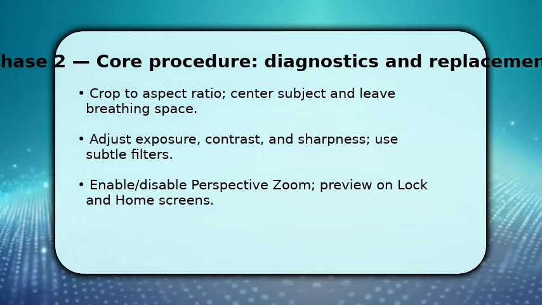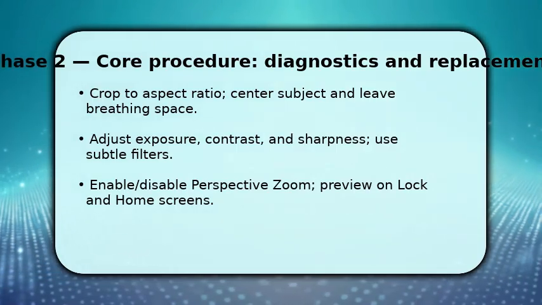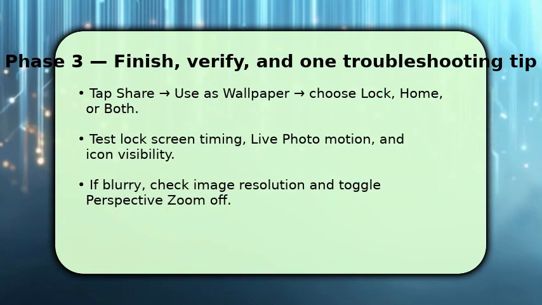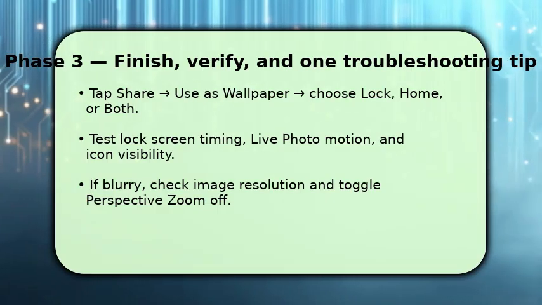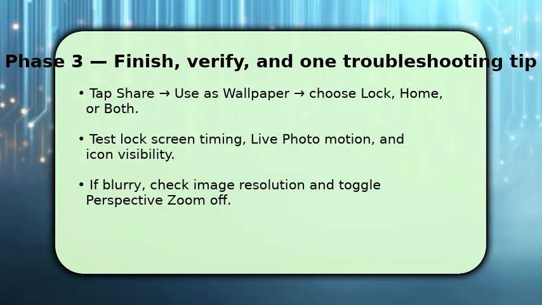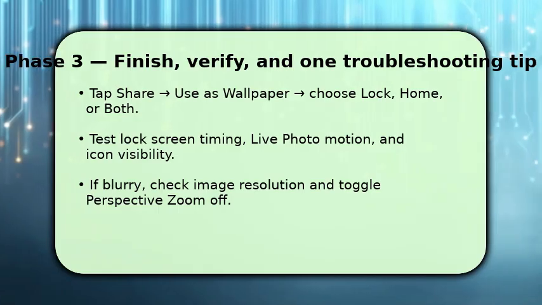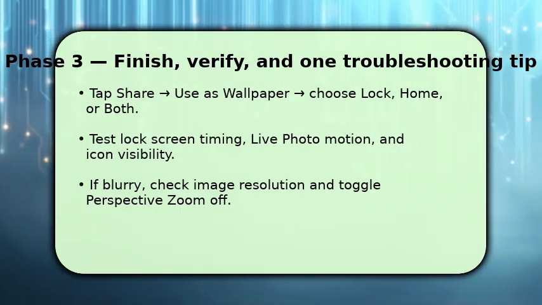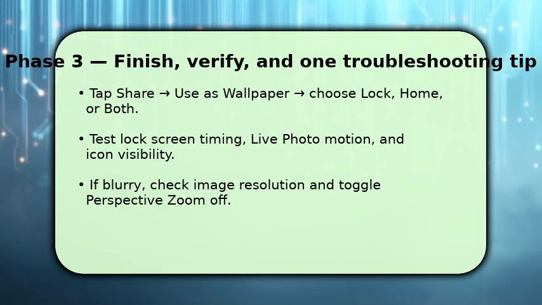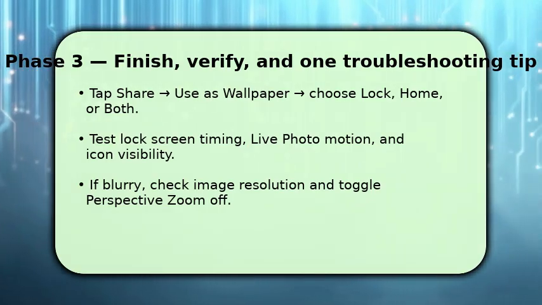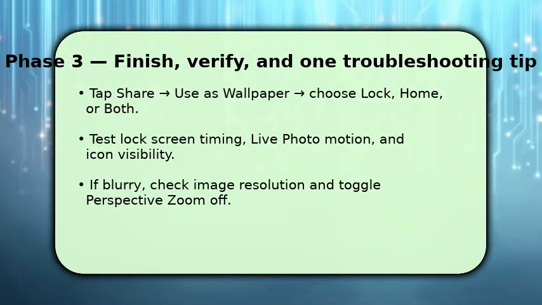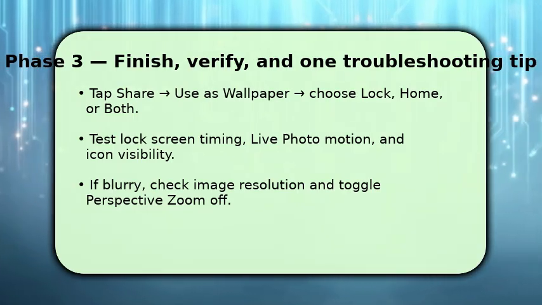Tap Share and choose Use as Wallpaper, then pick Lock, Home, or both. Position the image one last time, confirm whether you want perspective zoom or a still, and tap Set. After applying, lock and unlock to verify composition, time readability, and whether widgets or icons overlap important areas. If a live photo is used, confirm the motion looks right. If something looks off, try the troubleshooting step below to fix common problems quickly.